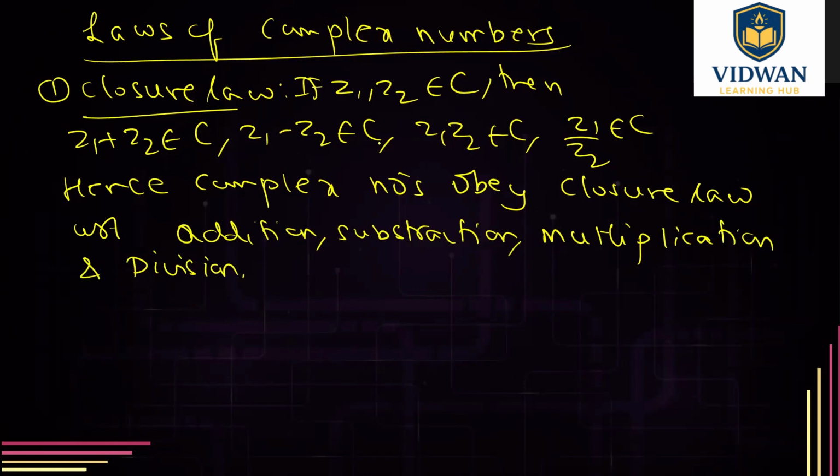So if you operate on complex numbers and you don't get a complex number, then we say the closure law is not obeyed. In general, if you operate on two quantities and you get a quantity of the same type, we say the closure law is obeyed, otherwise the closure law is not obeyed.